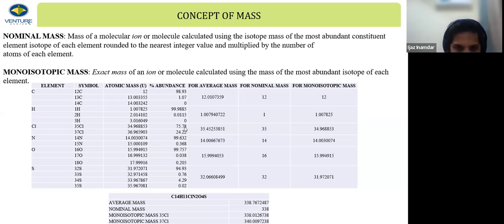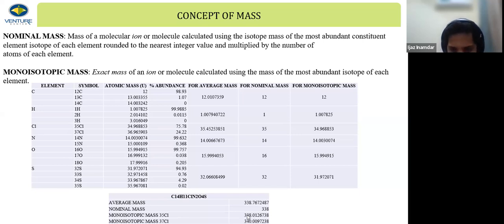If I have 100 molecules that contain one chlorine atom, 75 of those molecules will have Cl35 and 25% of those molecules will have Cl37 in them. So in the mass spec, you will get two signals corresponding to the same molecule. If I calculate the monoisotopic mass using the chlorine 35 atom, I'll get 338 and some decimals. And if I use the monoisotopic mass of chlorine 37, I get a mass of 340.